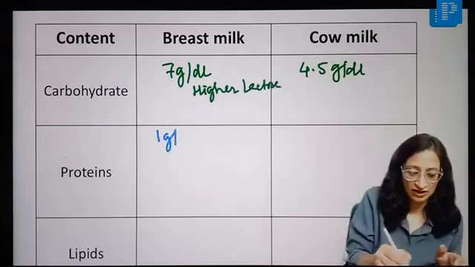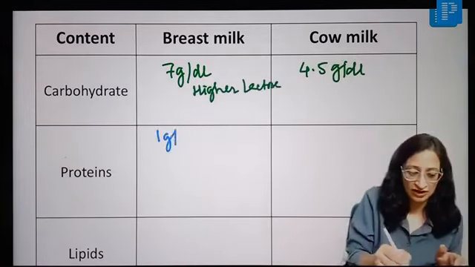Okay, what about lipids? Breast milk is rich in PUFA. What is PUFA? Polyunsaturated fatty acids, and it is also rich in DHA. What is DHA? DHA is docosahexaenoic acid, which is required for the CNS development of the baby, right? Which is lesser in cow's milk. What about minerals? The calcium phosphate ratio in breast milk is such that it favors calcium absorption. While what about cow's milk? Cow's milk is richer in phosphate.